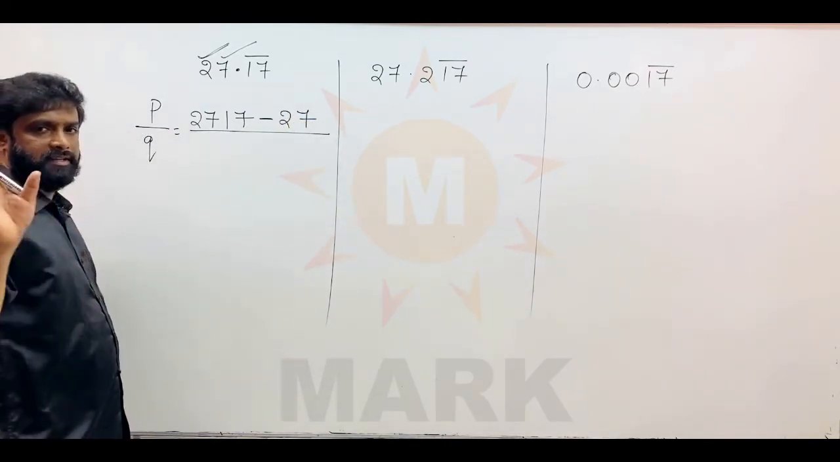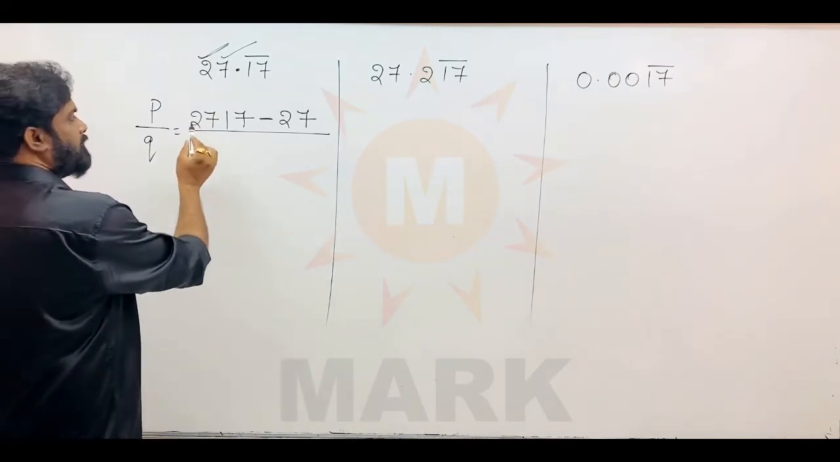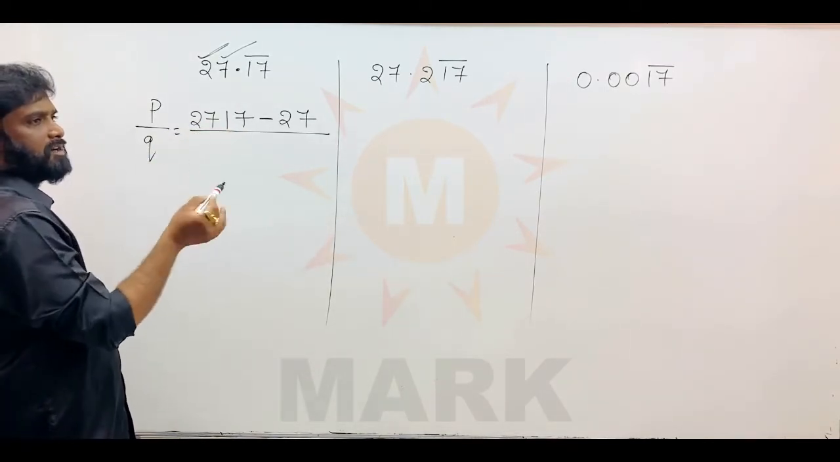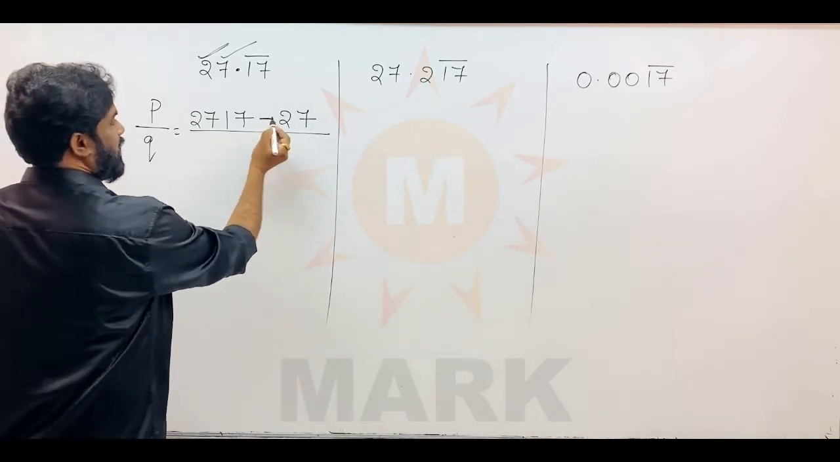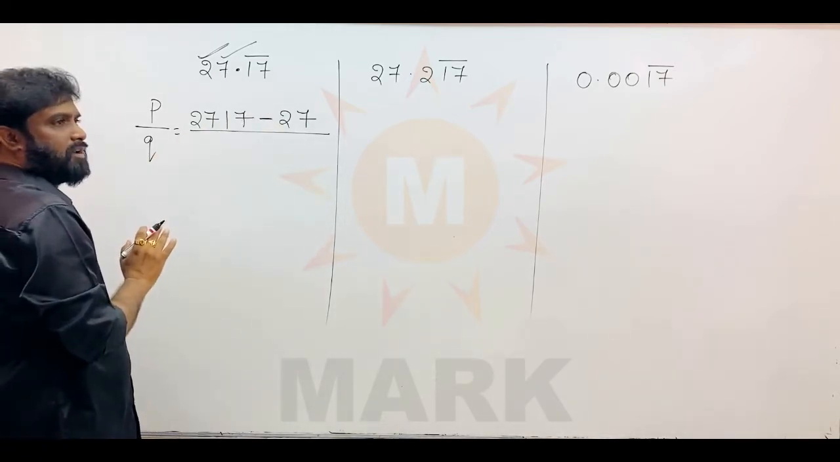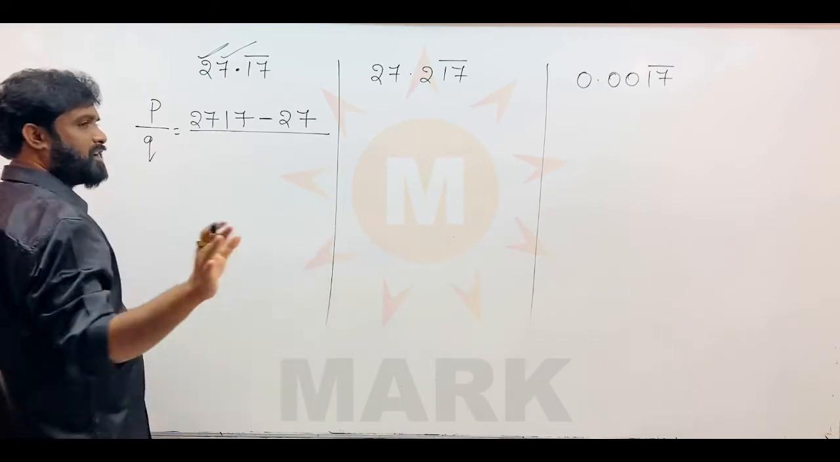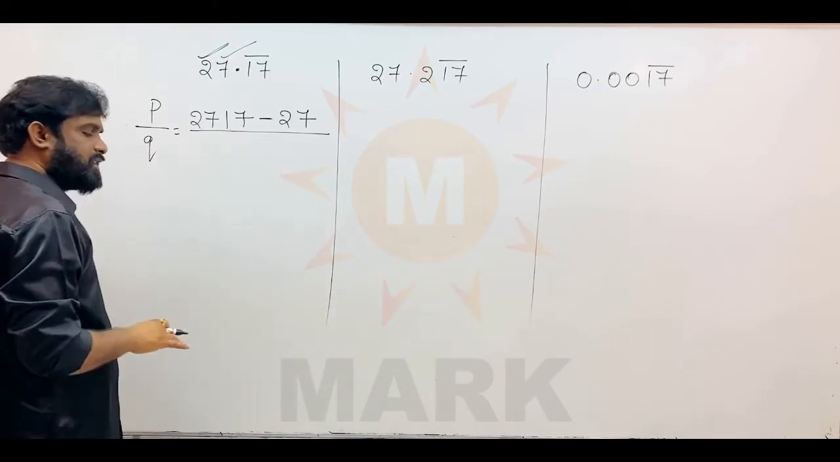Numerator part is complete. I will repeat the numerator part. First write all the numbers from first to last without considering bars or decimals. Minus, write numbers from first to last, but up to where there are no bars. Okay, so numerator part is complete. Now come to the denominator part.